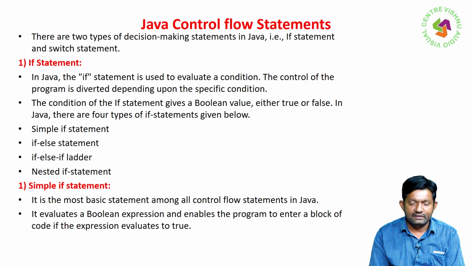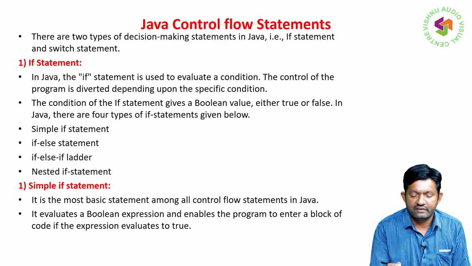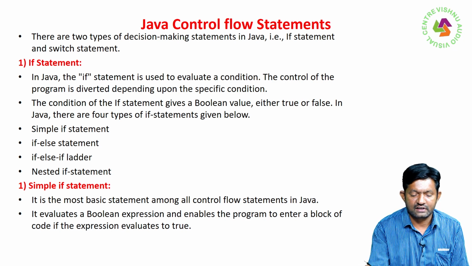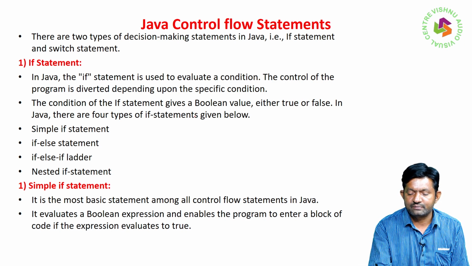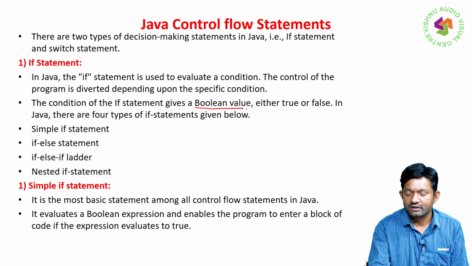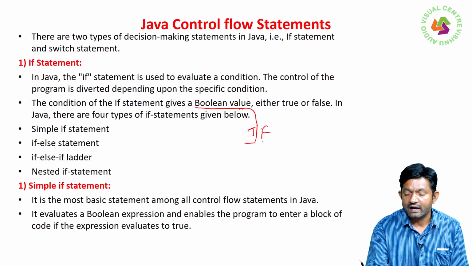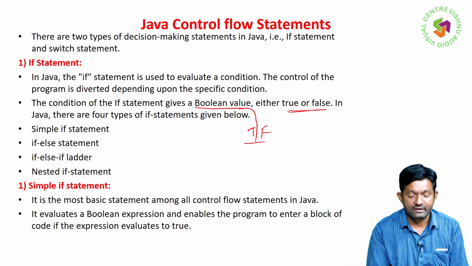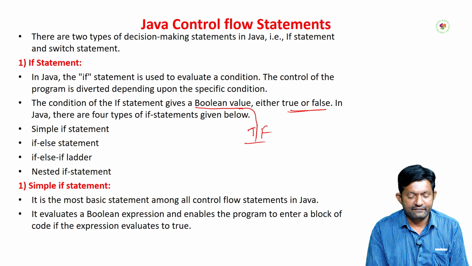The if statement in Java is used to evaluate a condition. The program flow is diverted depending upon the specific condition. The condition of the if statement gives a Boolean value, which may be true or false. In Java there are four types of if statements given below: simple if statement, if else statement, if else if ladder, and nested if statement.